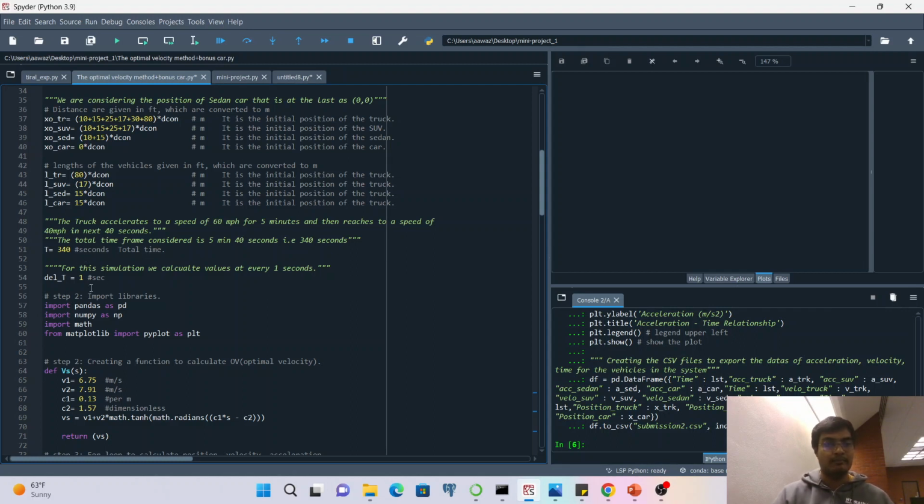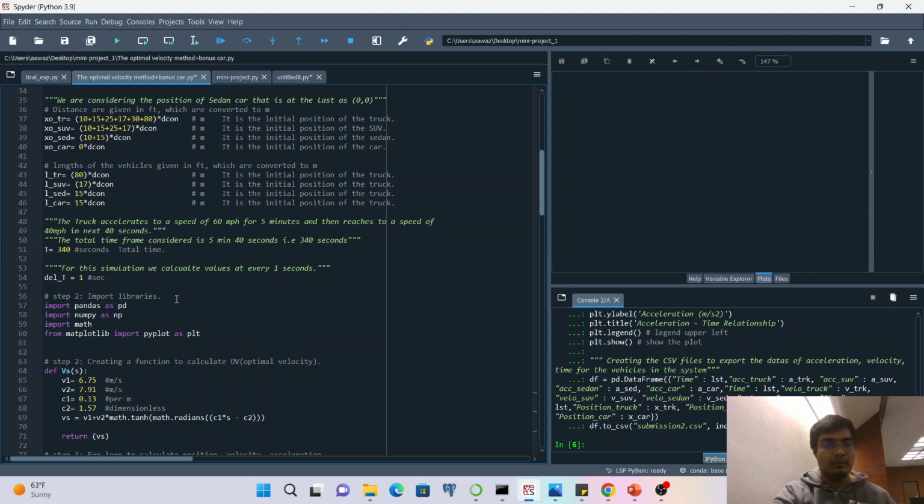It's the total time. For this simulation, we will calculate the value at each equal interval of the whole time duration. Let's take a time step of 1 second. So let's define del T equals 1 second.